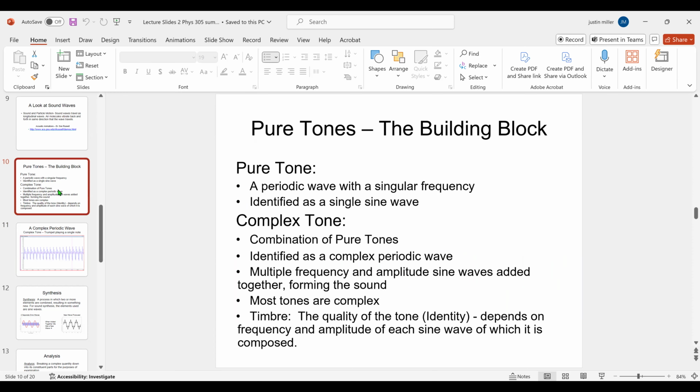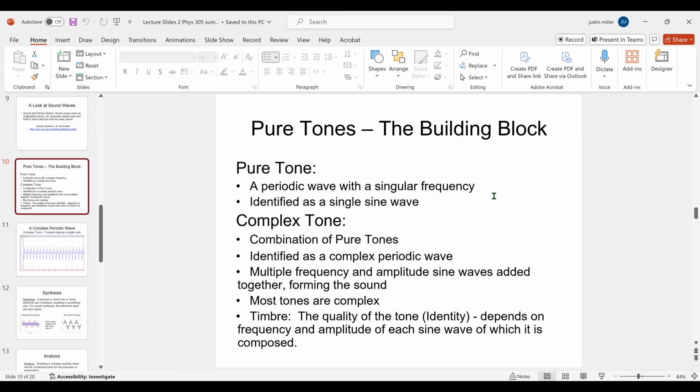So going back to this right here, pure tone, just a singular sine wave, singular frequency oscillation here. Complex tone, we have multiple frequencies occurring simultaneously that superimpose themselves on one another and produce some complex pattern. That complex pattern is still periodic, though, if it's a complex tone. And that's what we've got.